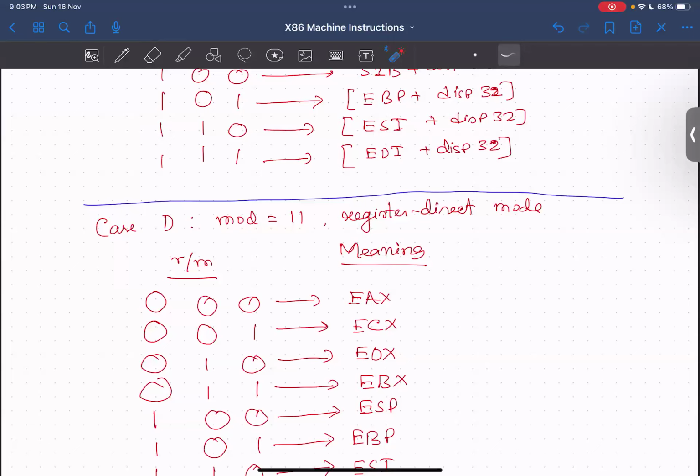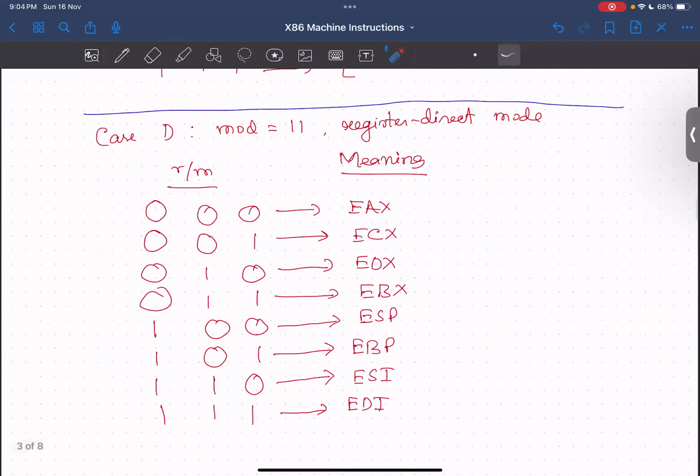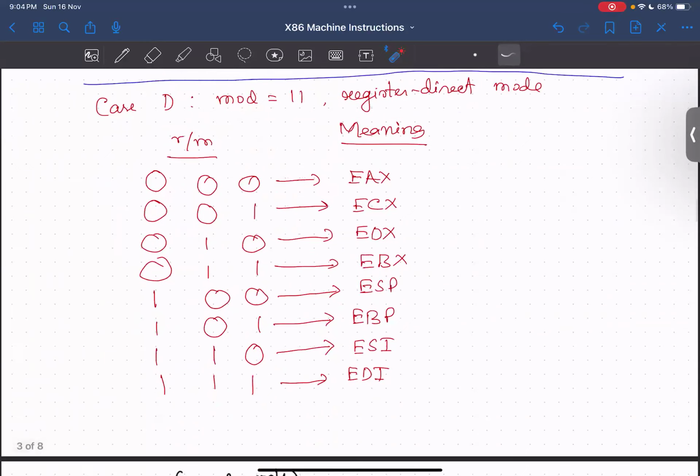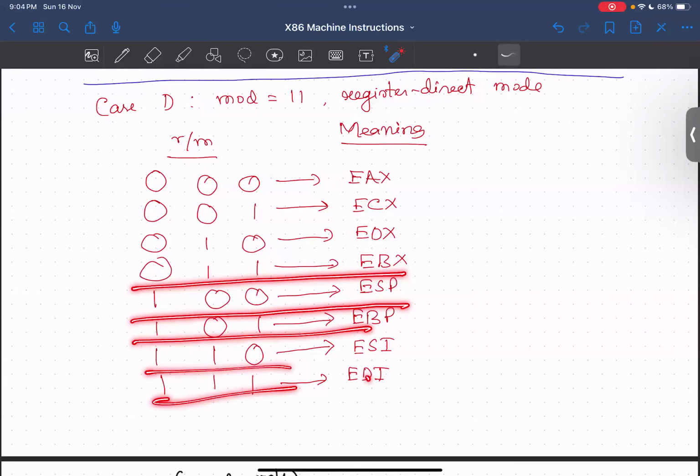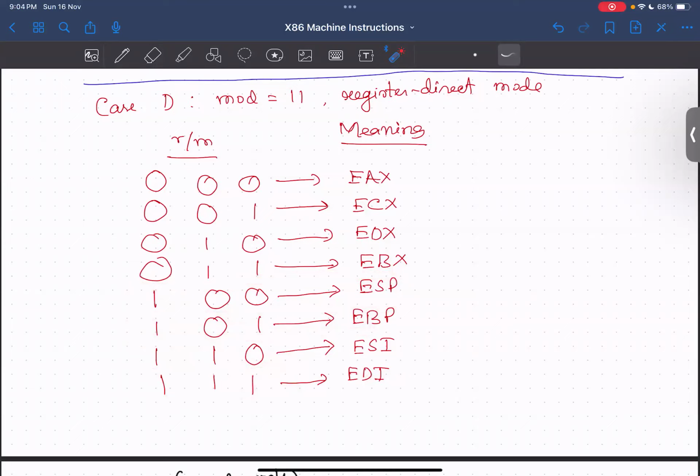Now let's move to the last case, where the mod is 11. That means we don't have any memory addressing. Everything is like register direct mode. And in that mod, if the RM configuration is 000, then EAX basically has your value. And then for 001 ECX, same as previously, it's just the register direct mode. 010 is EDX, 011 EBX, 100 ESP, and so on. Right? Okay.